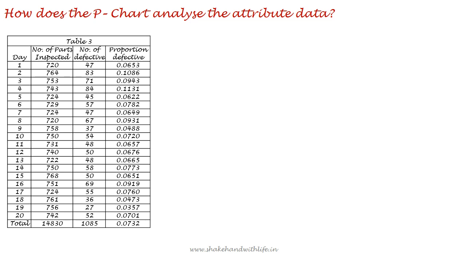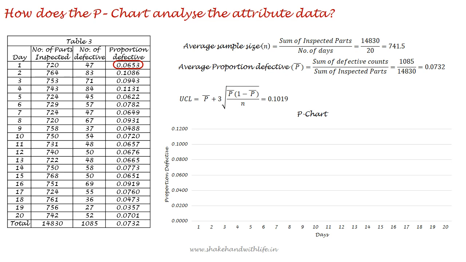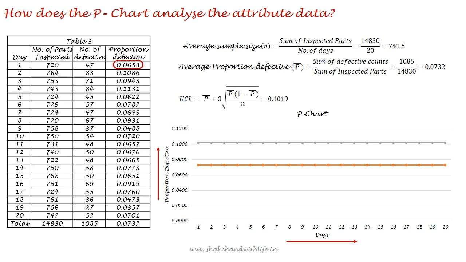How does the P chart analyze the attribute data? Table 3 shows the 20 days data of the number of parts inspected and the number of parts found defective during attribute inspection. Calculate the proportion defective by dividing the number of defective parts found by the number of inspected parts in each sample. Now calculate the average sample size, average proportion defective and upper control limit. To draw the P chart, take days on the x-axis and proportion defective on the y-axis. Draw straight lines parallel to the x-axis at 0.0732, the process average, and 0.1019, the upper control limit.